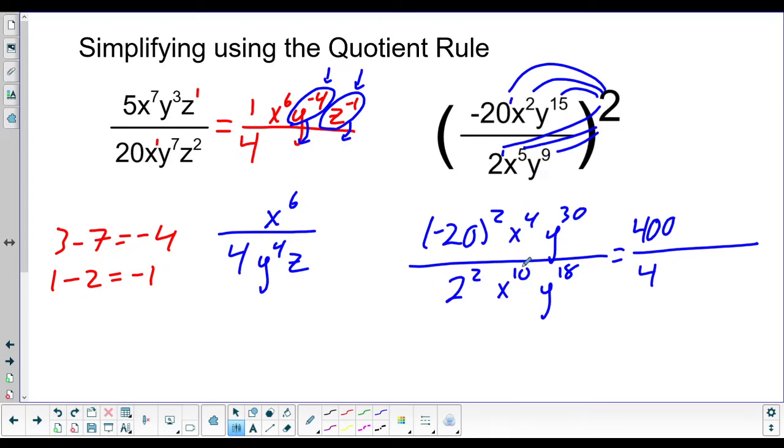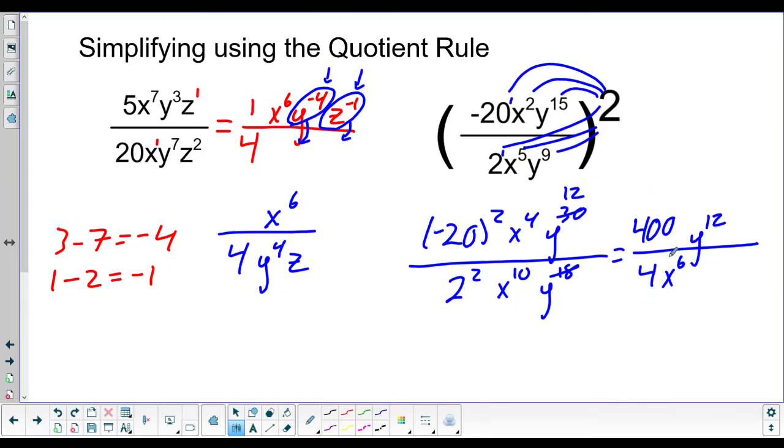Now, if we look at our x's, these 4 on top will cancel 4 on the bottom. 10, take 4 of them away would be 6, so we'll have x to the 6th on the bottom. With our y's, we have 30 on top, we have 18 on the bottom. So these 18 will cancel 18 of these, and 30 take away 18 is 12. So we'll have y to the 12th on top.